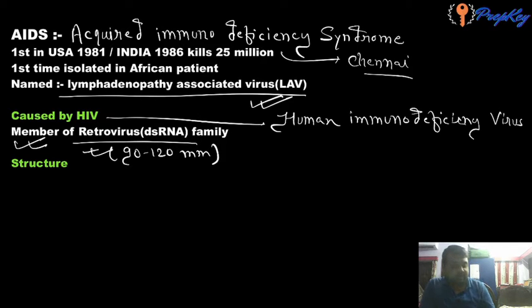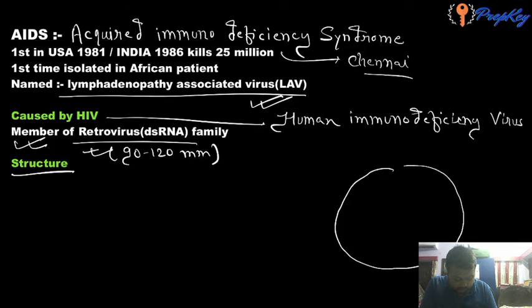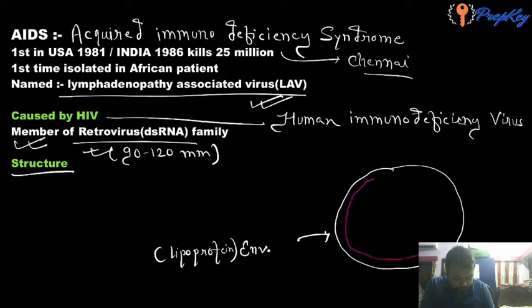Let's discuss the structure of HIV, how it basically looks. I'm going to make a hypothetical structure of HIV. Like typical viruses, they have an envelope, basically made up of lipoprotein, and they have the capsid.